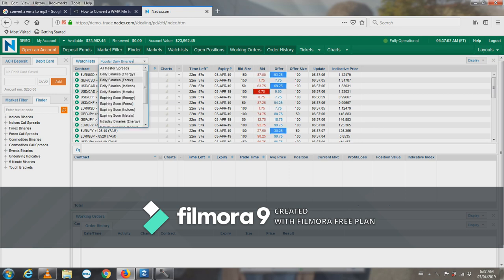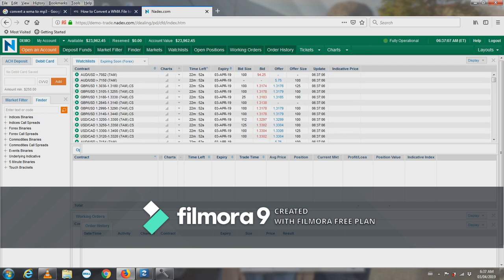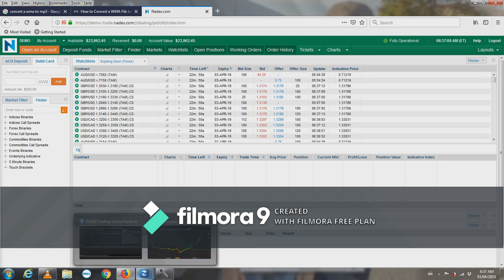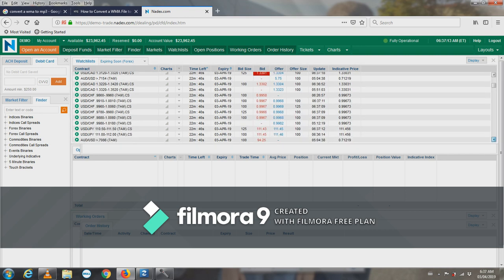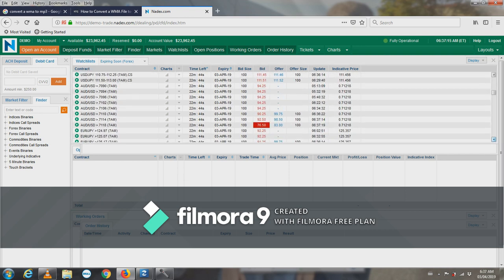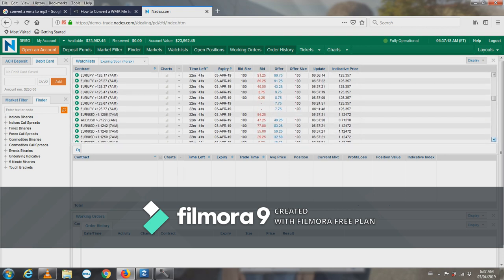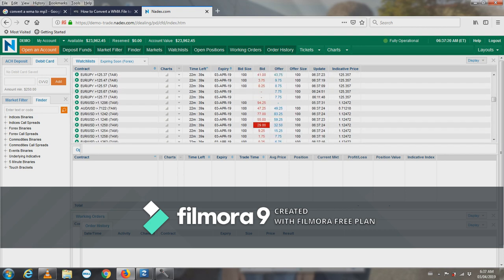Alright, so the first thing is you want to find out what the binaries are and what the options are. So I like to do Forex expiring soon because I'm going to be trading the Euro US dollar. That's what I'm setting up, basically just to show how I trade these options. So I'm going to find the Euro US dollar, what price points we're at right now.